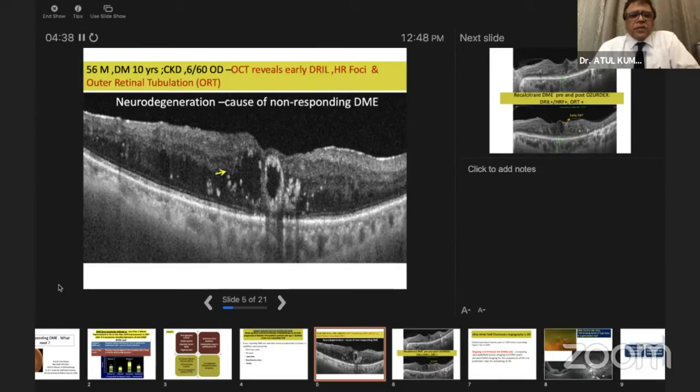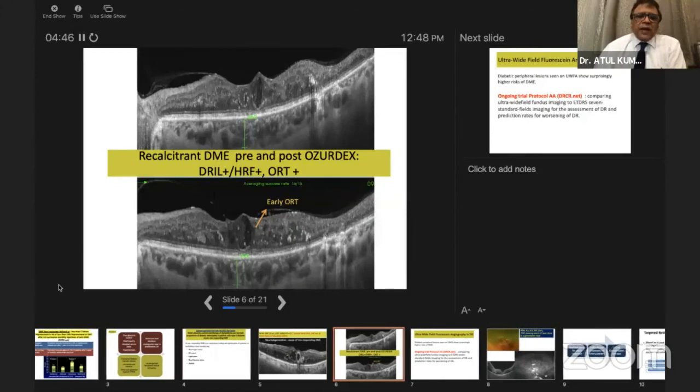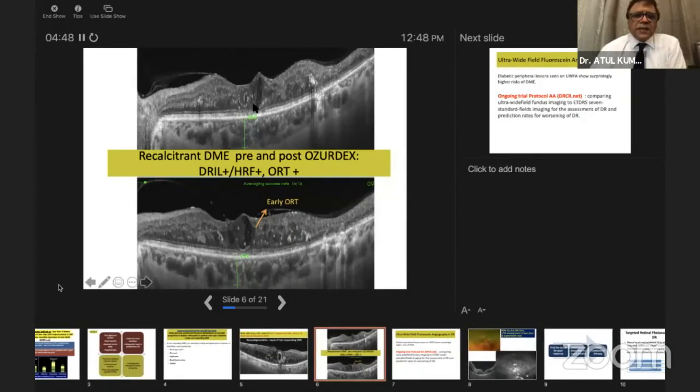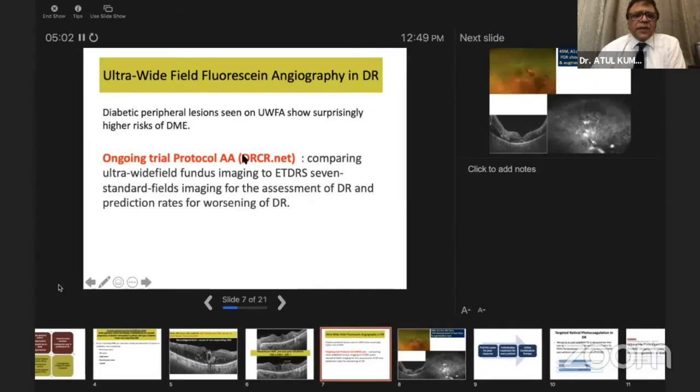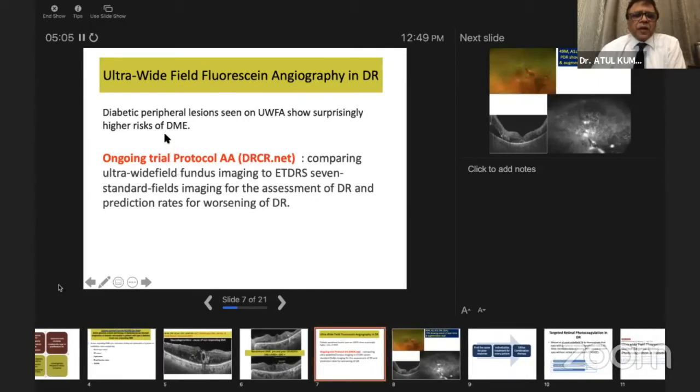So diabetic retinopathy is not only a vascular disease or causing microangiopathy, it is also a neurodegenerative disease. So you have a patient who's got recalcitrant or non-responding DME. He's got a little ORT over here, and he's got multiple HRF. So you give the injection and still he doesn't improve. So this is a non-responding DME. So ultra wide field angiography really helps you to pick up peripheral lesions which have ischemia, and that can be lasered.